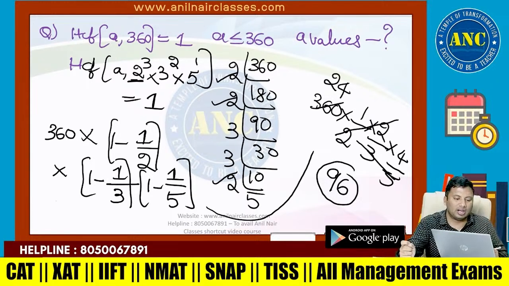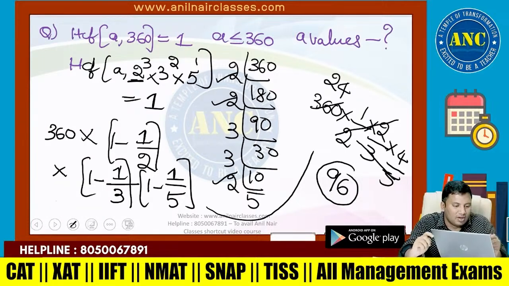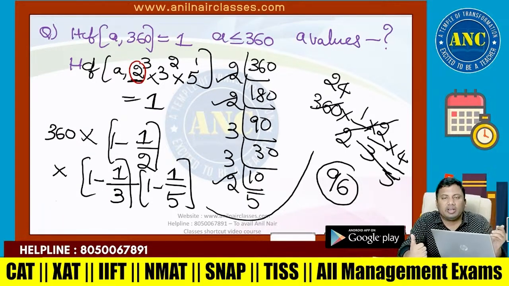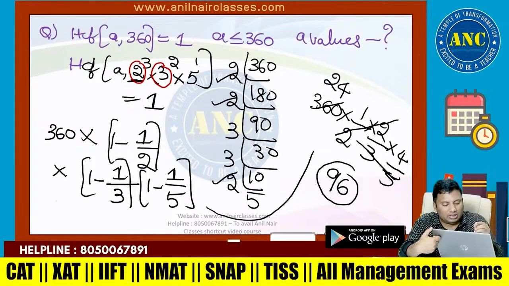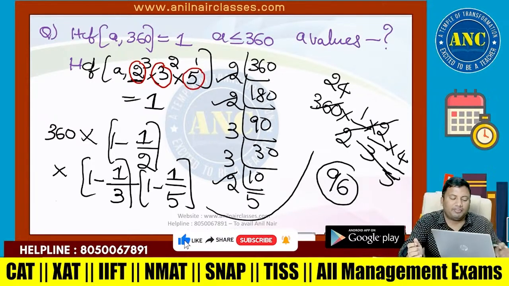Why did this 1 minus come into the picture? 1 minus 1 by 2. Out of every two consecutive natural numbers, one number is divisible. How many are not divisible? 1 minus 1 by 2, 1 minus 1 by 3, 1 minus 1 by 5. 360 into 1 by 2 into 2 by 3 into 4 by 5.